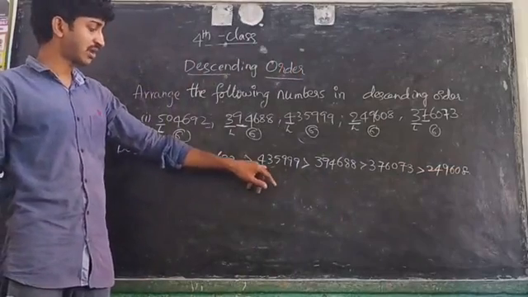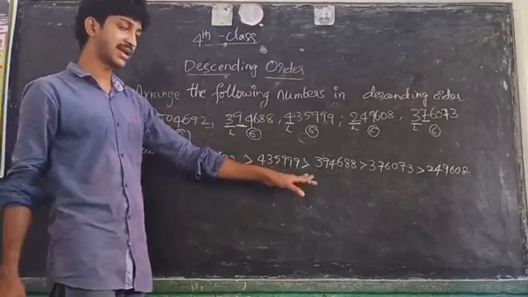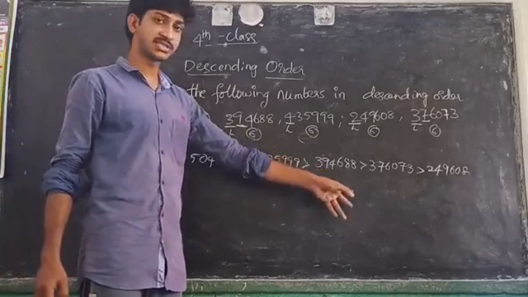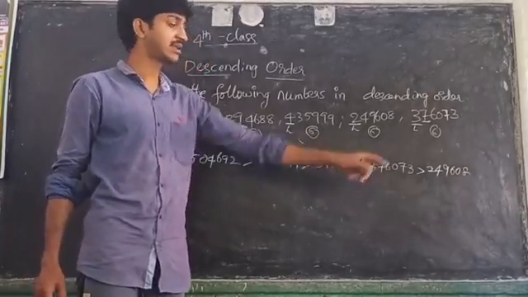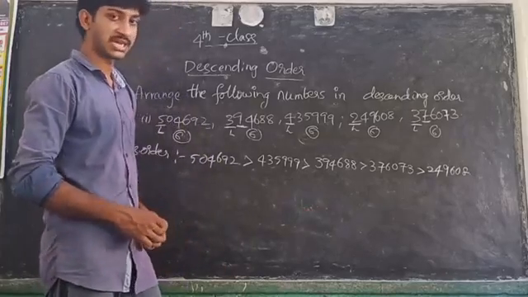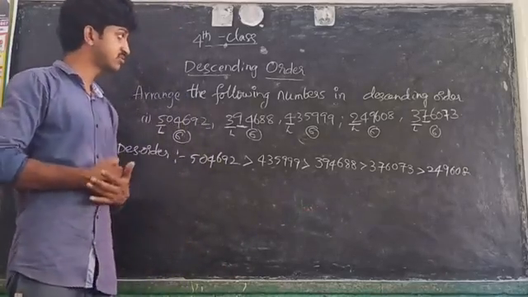So the descending order is 5,04,692 greater than 4,35,999 greater than 3,94,688 greater than 3,76,073 greater than 2,49,608. Okay, children, I will give some homework problems now.